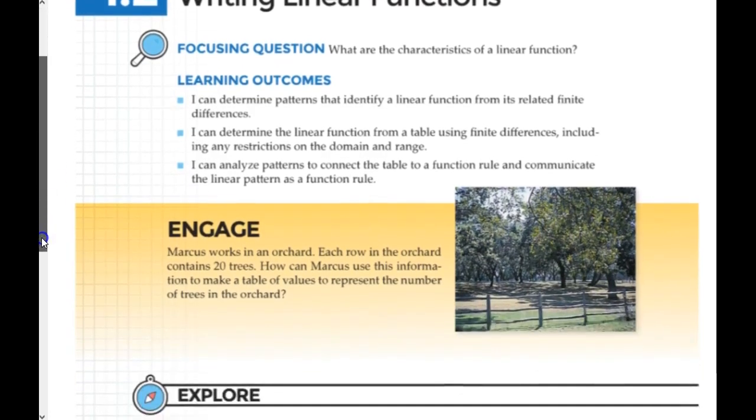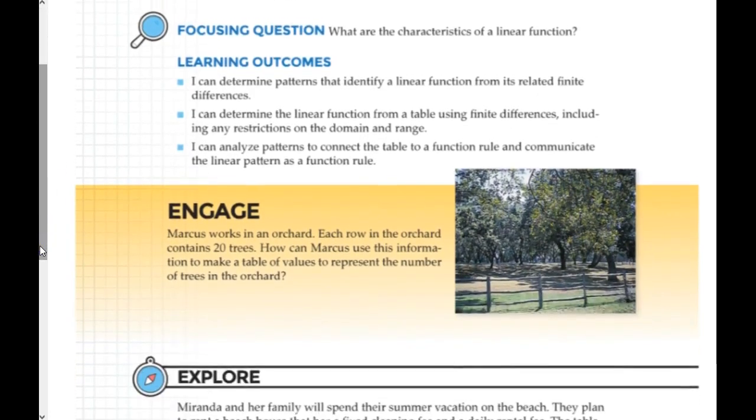Okay. Now, this engage part, it's kind of basic. It's like stuff we've done before. If I have 20 trees in each row, I can make a little table, right? This says Marcus works in an orchard. Each row in the orchard contains 20 trees. So one row is how many? 20. Marcus can use information to make a table of values to represent the number of trees in the orchard.